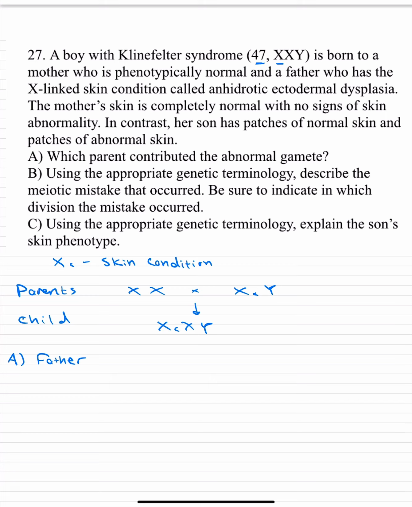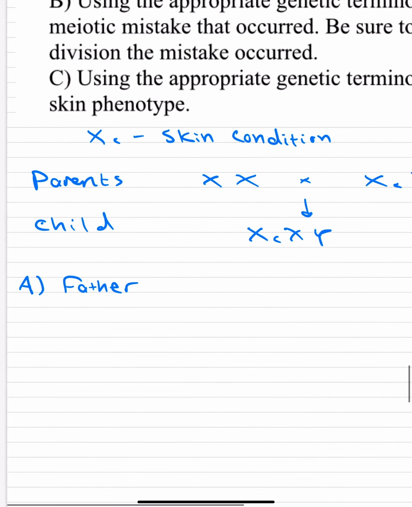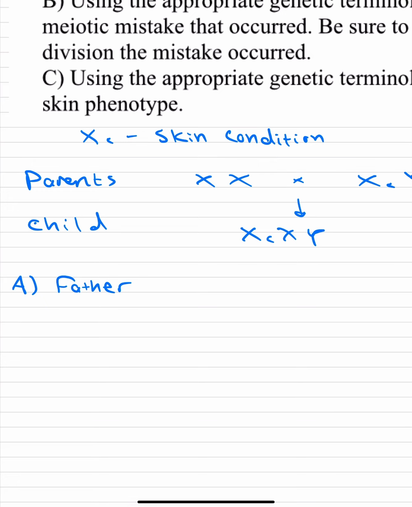So now we know that the father is the person who passed down this abnormal X chromosome. So for part B, use the appropriate genetic terminology to describe where the meiotic mistake had occurred. Be sure to indicate which division the mistake occurred in. So now we want to see where the non-disjunction occurred.